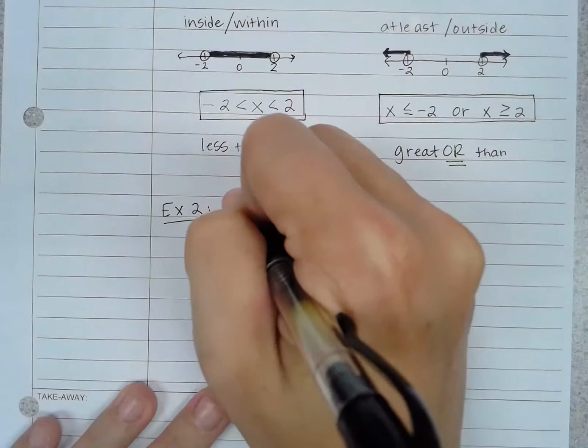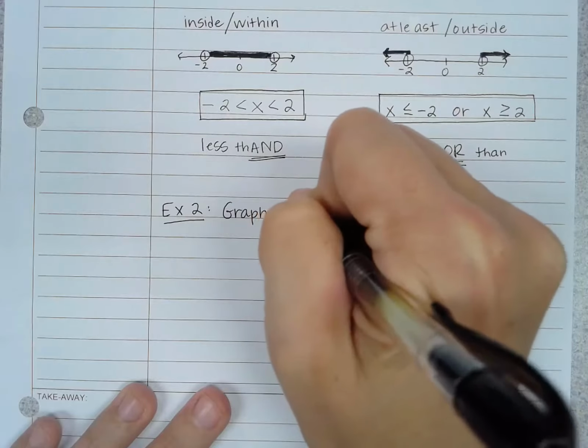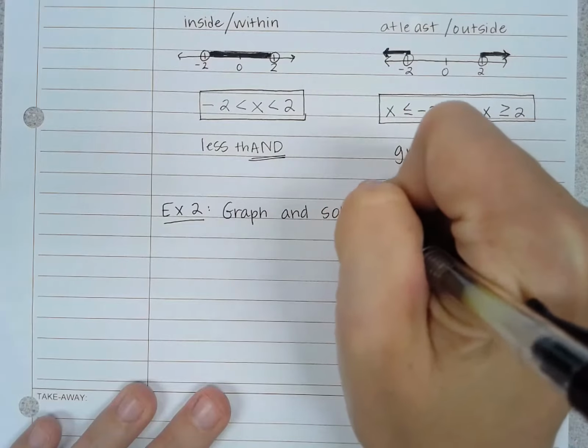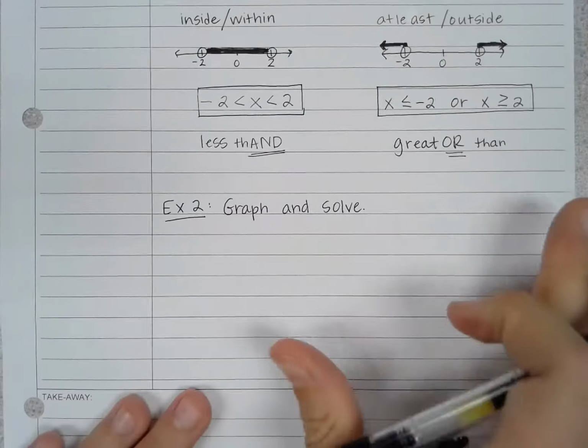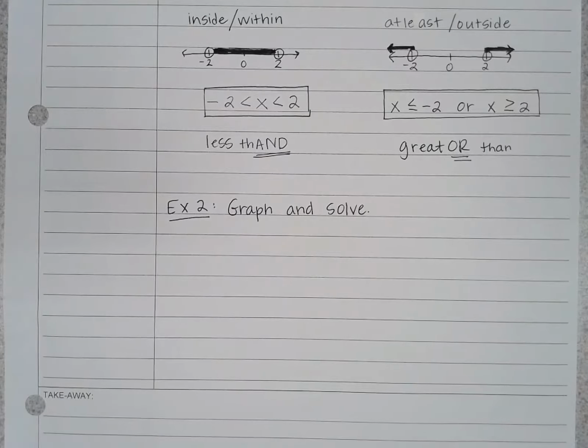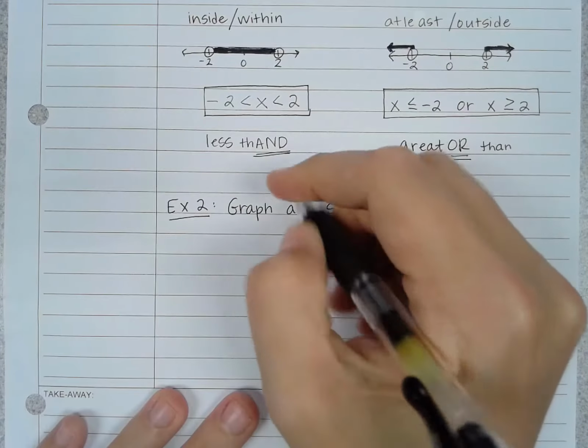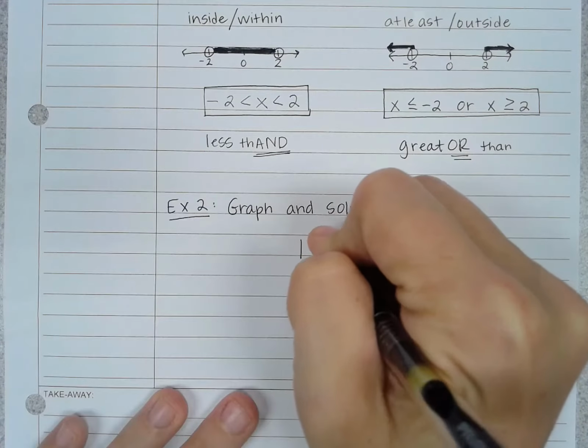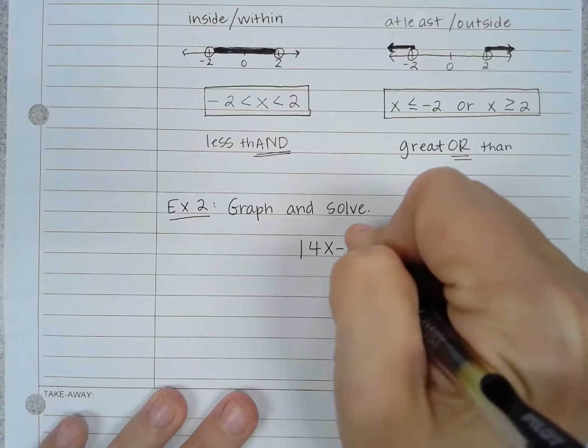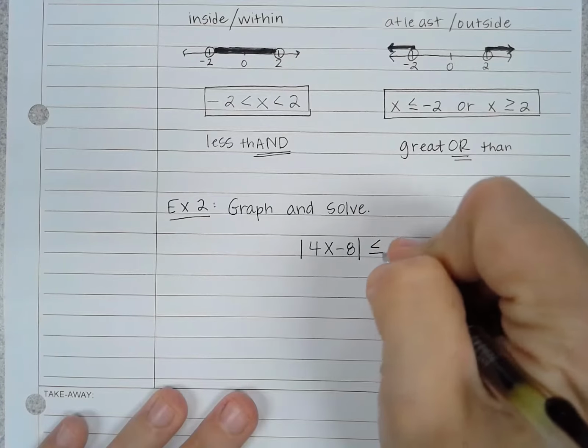The directions for example number 2 say they want you to graph and solve. It could also say solve and graph. I guess that would make a little bit more sense, but at the end of the day, make sure you get both of them done and you'll be fine. So it says graph and solve. And then here's the inequality that you're going to graph and solve. The absolute value of 4x minus 8 is less than or equal to 4.